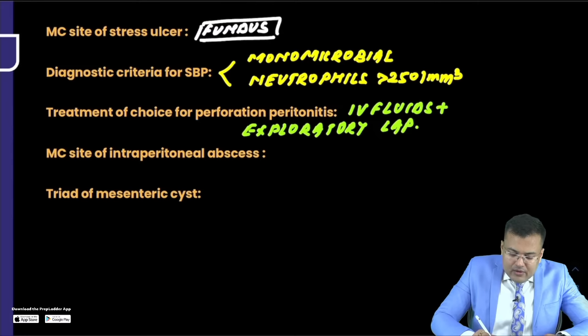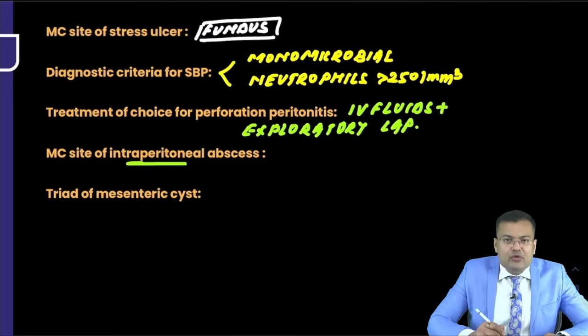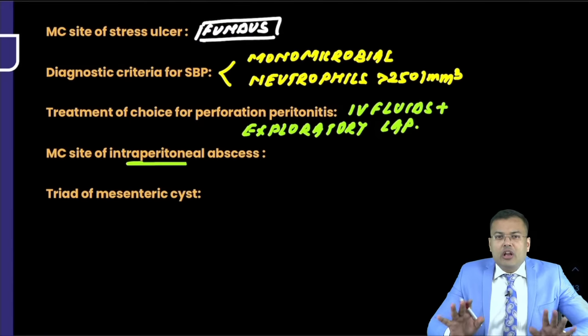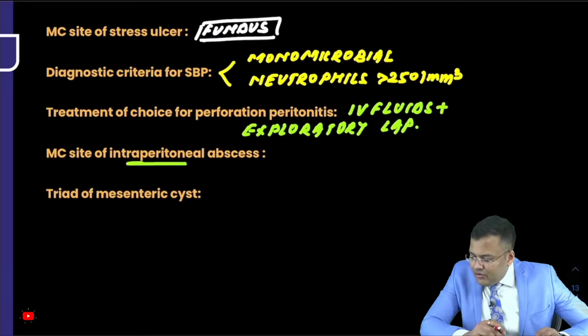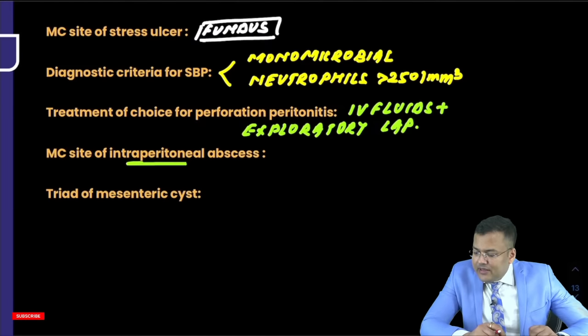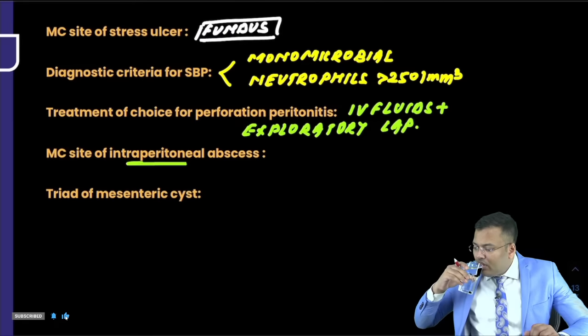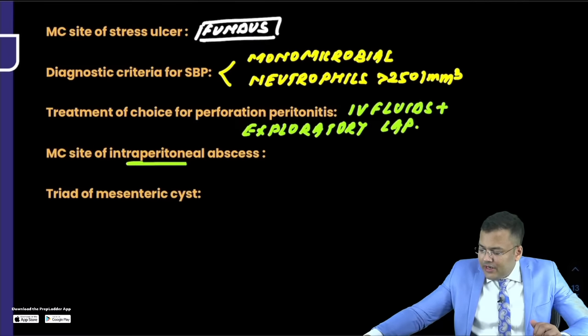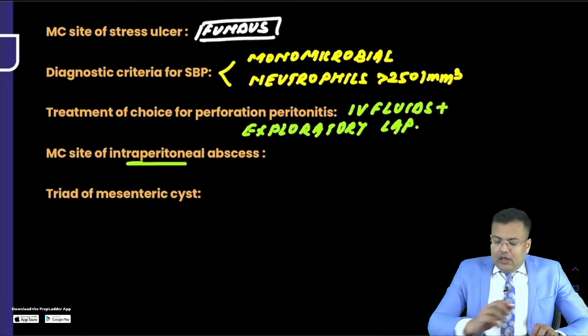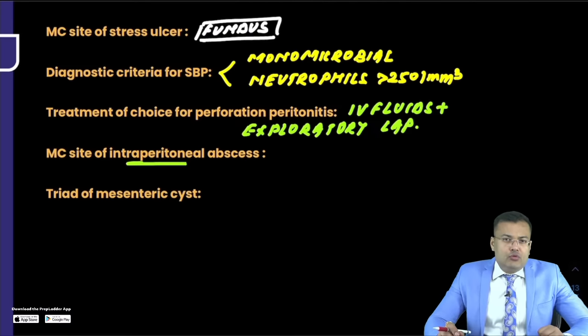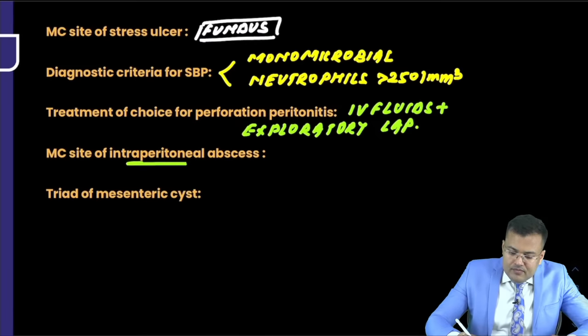Next, tell me most common site of intraperitoneal abscess. Overall, most common site of intraperitoneal abscess. Anu, very good. Overall, most common site of intraperitoneal abscess, this is pelvis. So guys, it is pelvis.